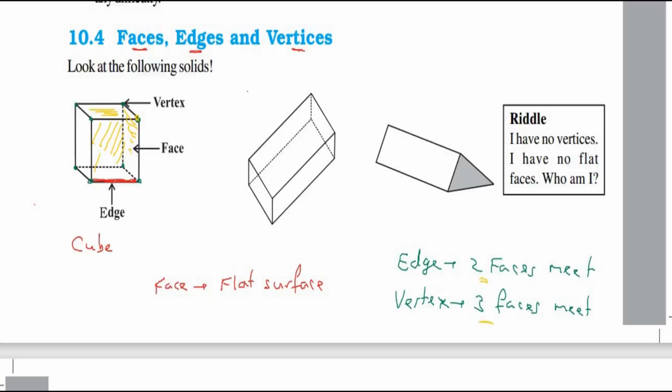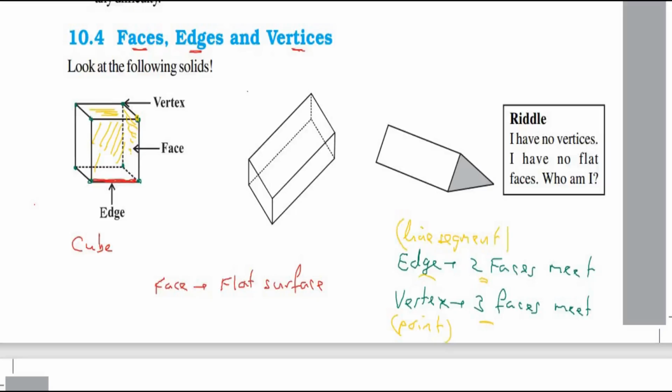Two faces meet, that's the edge. So an edge is normally a line segment. You'll see this red part is a line segment. And a vertex is normally a point. So a vertex is a point, an edge is a line segment.